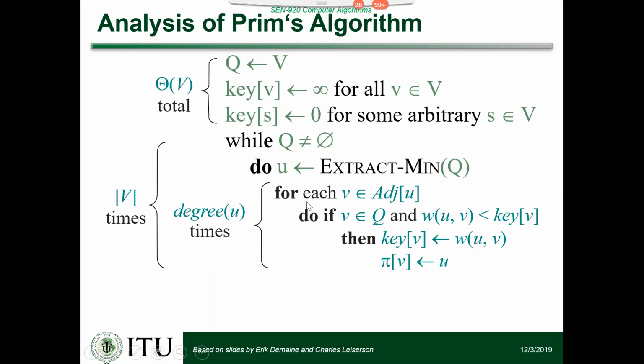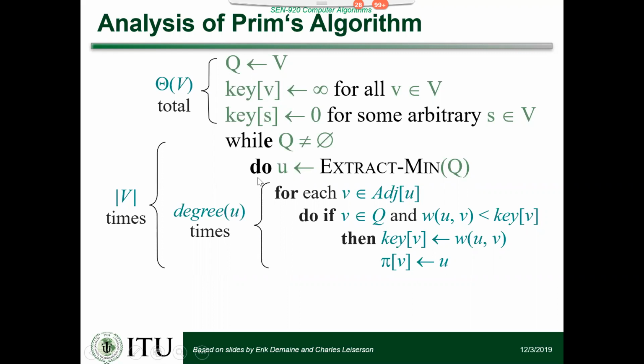For every vertex, you're going to look at all the neighbors. Therefore, you're going to execute this for loop a number of times equal to the degree of u, the number of edges incident to u. So this iteration will run degree of u times.